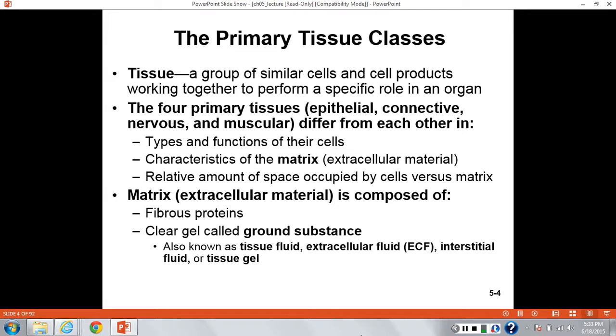Then we have epithelial, which covers the surface, and then connective tissue. That makes up pretty much all the other types of tissues in our body, like our ligaments, tendons, and our blood cells. The matrix contains special components that provide nutrients for the tissue cells. We have tissue fluid. Remember, there are 3 fluid compartments: extracellular, intracellular, and interstitial, in between the cells. Some of the cells have a tissue gel that helps to coat them and cushion them.